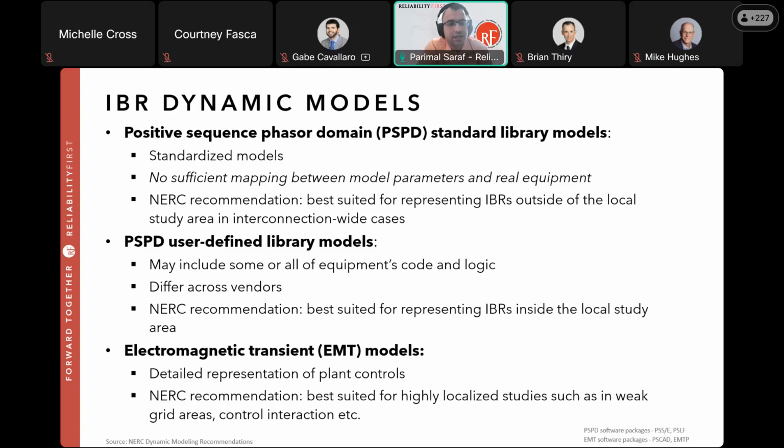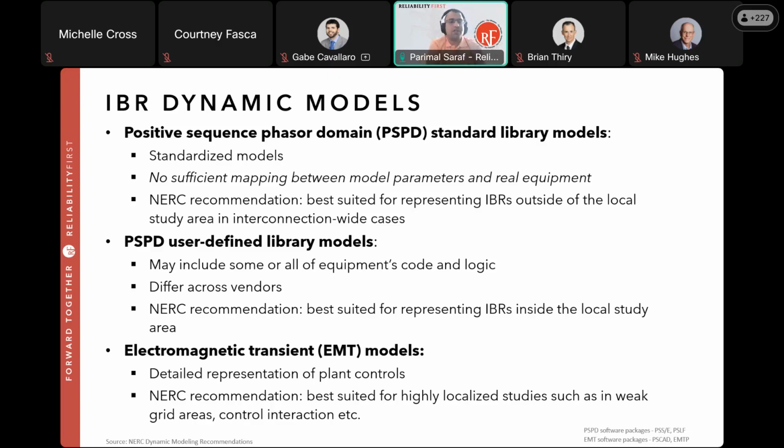The second category is positive sequence phasor domain user-defined library models. These are models that include some or all of the equipment's code and logic. These are exact models that replicate the hardware in the field. These obviously differ across vendors, which means a user-defined library model from GE will be different from Vestas and different from Siemens. And they are typically black boxed, which means the users don't have access to the internal structure. They only provide the black box model.